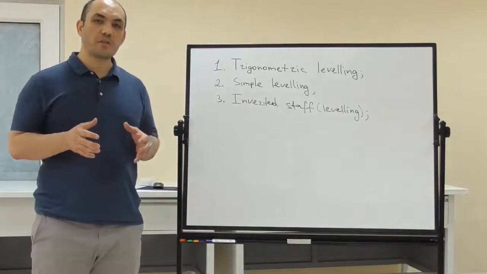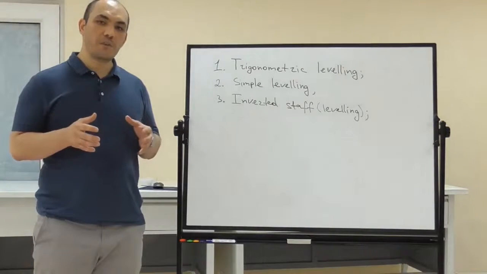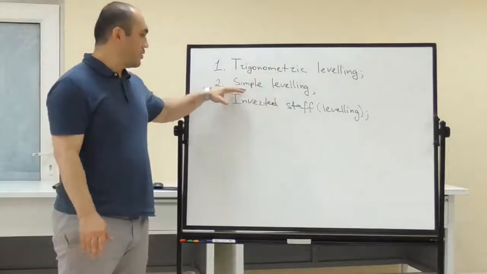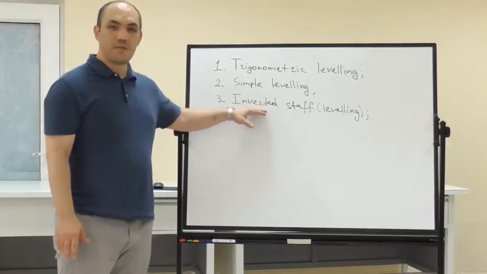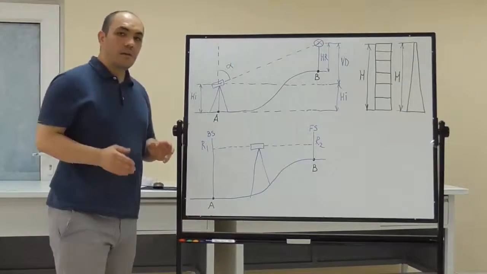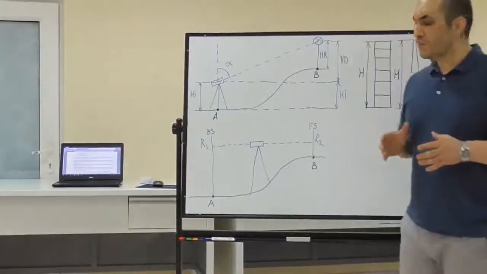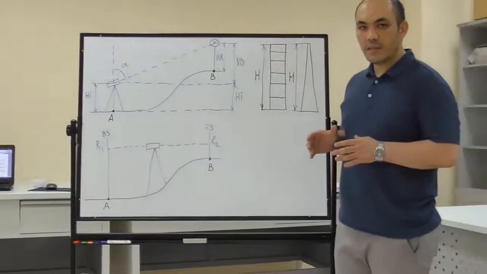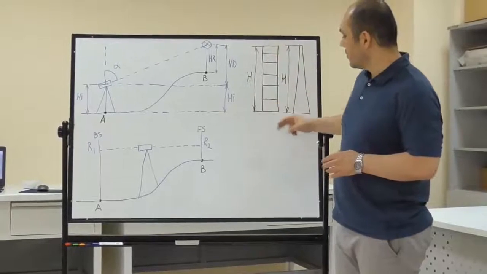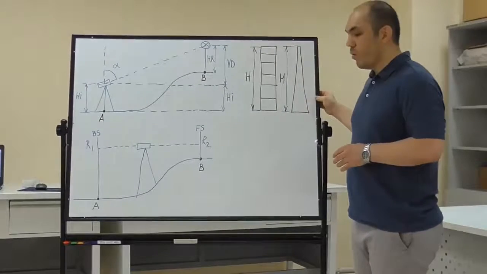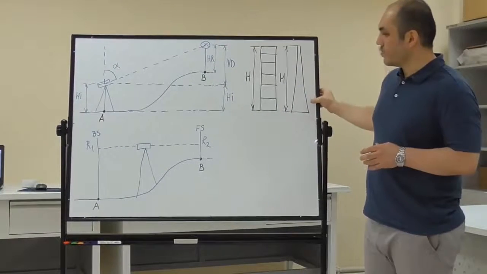In this video practice, I explore the basic field process involving trigonometric leveling, simple leveling, and inverted staff leveling. In many civil engineering projects, trigonometric leveling is used to determine the height of buildings, to determine the height of a tower, or this could also be an electric pole.